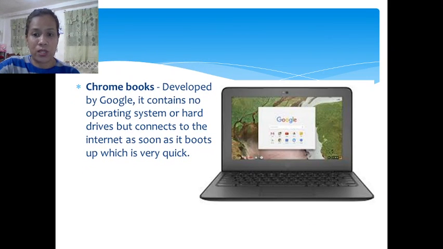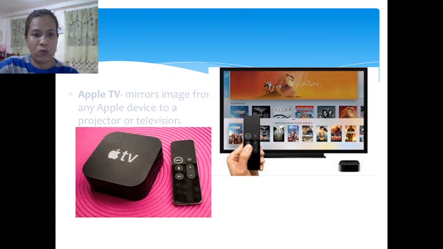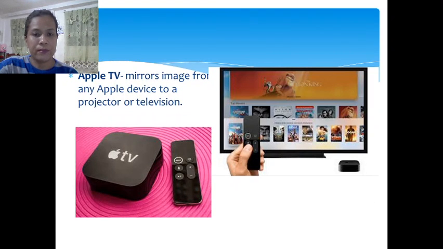Then Chromebooks, developed by Google. It contains no operating system but hard drives that connect to the internet as soon as it boots up, which is very quick to use. Okay, I do that. Then Apple TV mirrors an image from any Apple device to a projector or television. I have this, but it is a different brand.